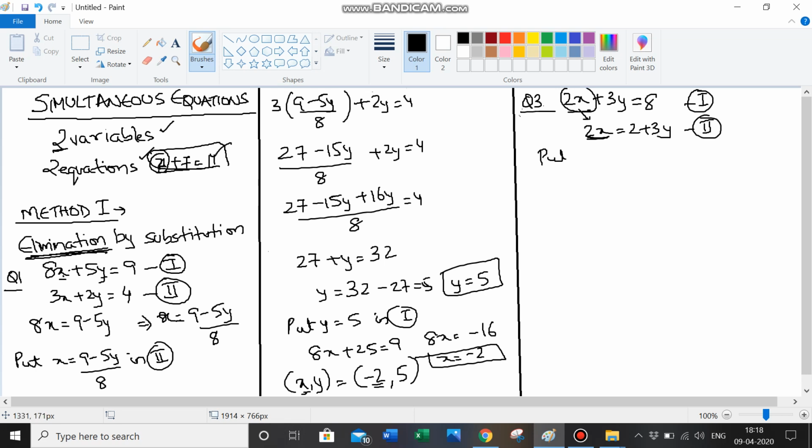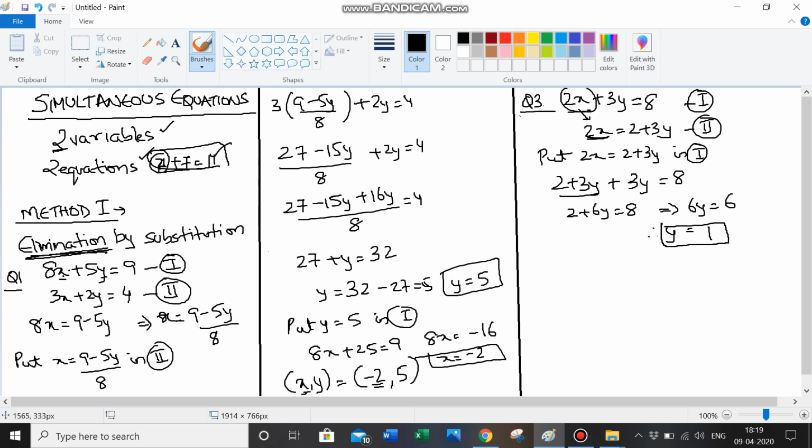So put 2x is equal to 2 plus 3y in equation 1, and I get, instead of 2x, I write 2 plus 3y, and the 3y is already there. So this is from the substitution, and this is this. So 2 plus 3y is 2 plus 6y is equal to 8, which means 6y is equal to 6. Therefore, y is equal to 1.